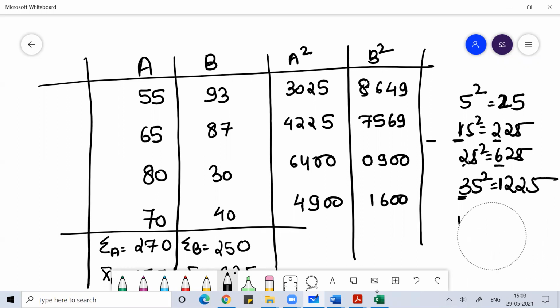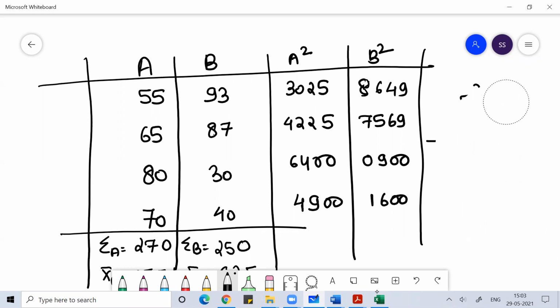This is called Vedic maths. If you want to know about Vedic maths, I have made 8 videos on Vedic maths. You can go through my playlist on quantitative aptitude. There you will get those videos.